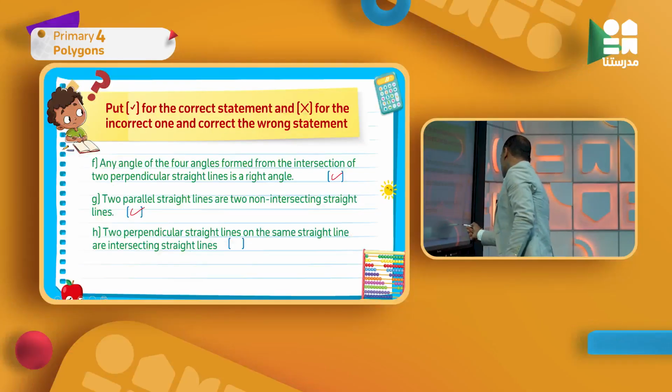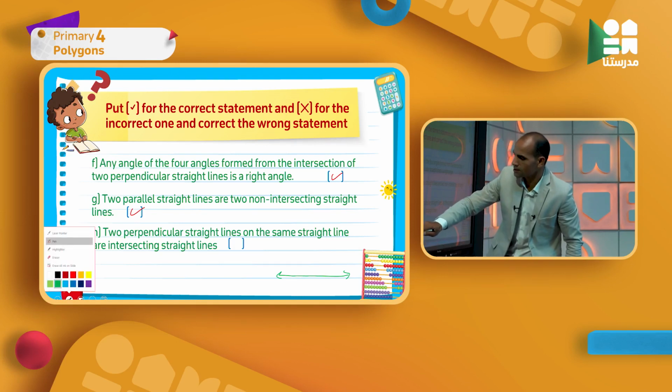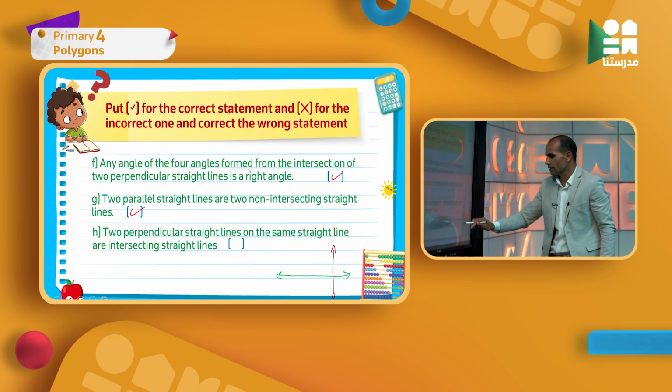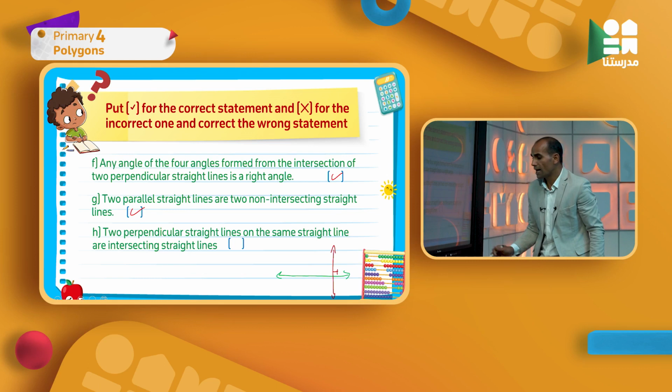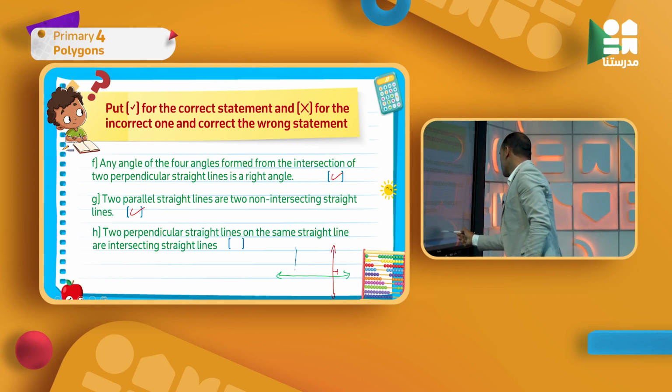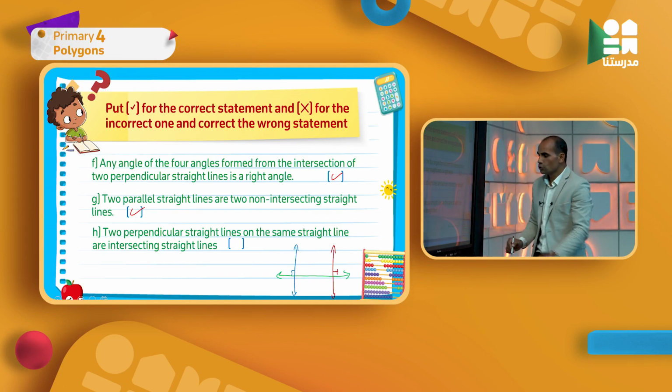We have here a straight line. This is the green straight line here. And we have a perpendicular on this straight line. So now I have a straight line and the right straight line is perpendicular here. Okay? And we have another straight line perpendicular. So I have here two perpendicular straight lines on the same straight line.